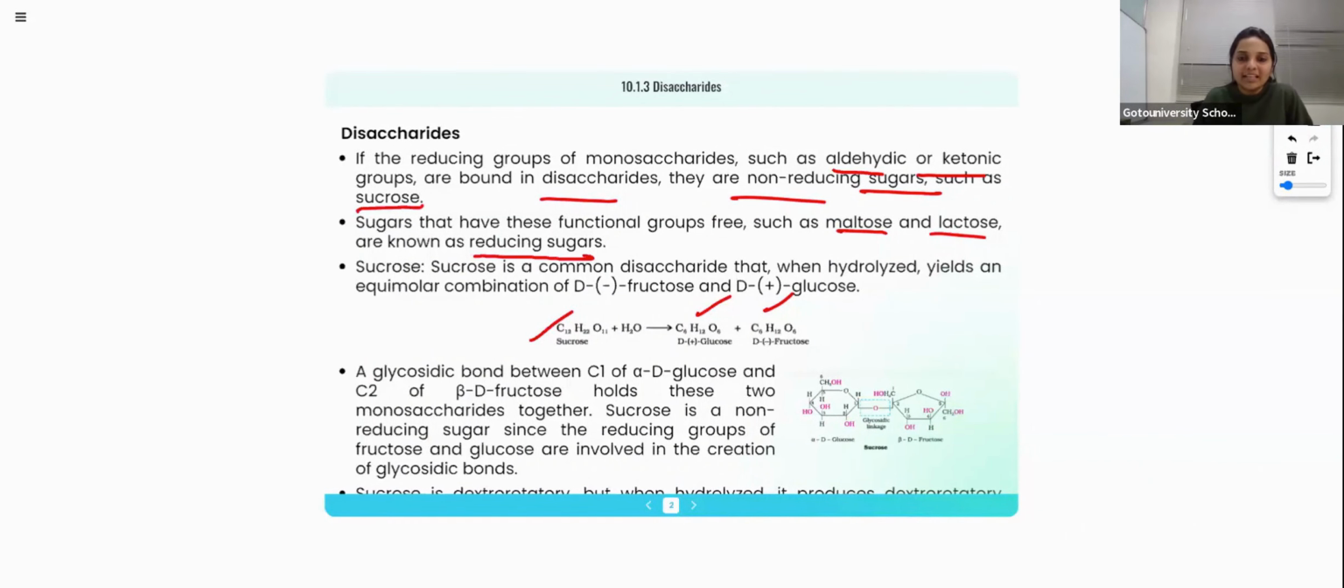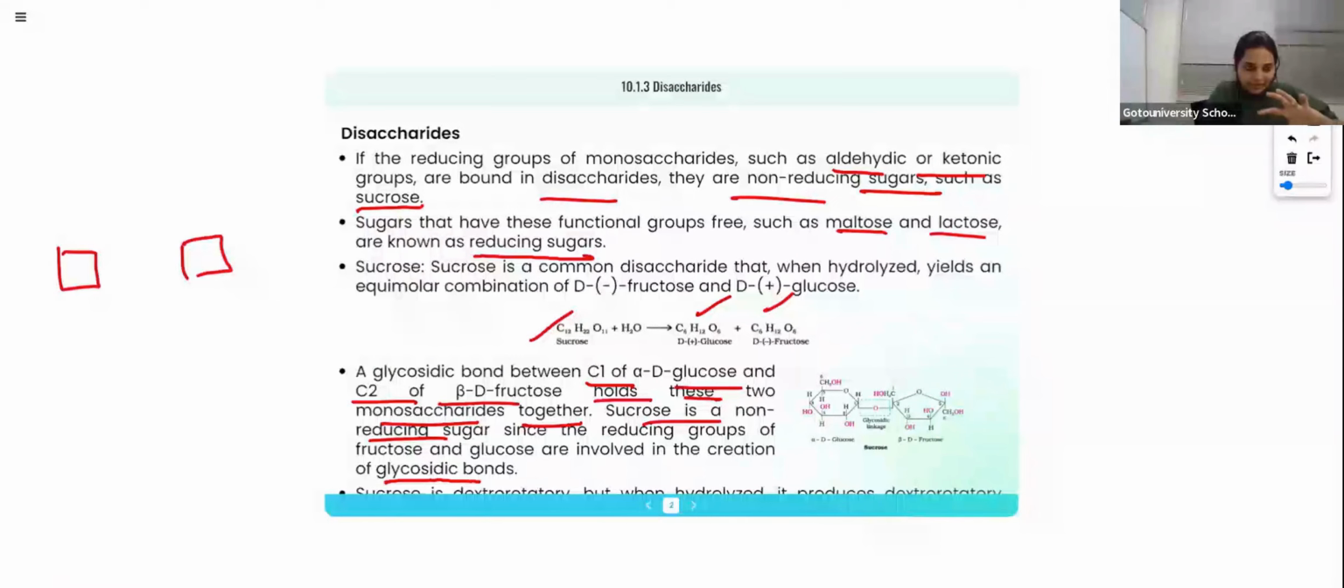A glycosidic linkage between C1 of the alpha-D-glucose and C2 of the beta-D-fructose holds these two monosaccharides together. Sucrose is a non-reducing sugar, as I told you. The bond between them is the glycosidic linkage. See, one monomer is here. This is not the actual structure; I am drawing this to help you understand the concept. Disaccharide means they contain two separate units, and these two separate units are bound together by glycosidic bonds.